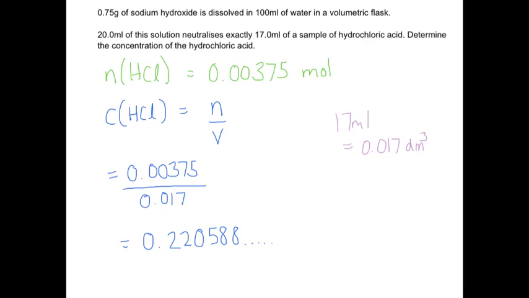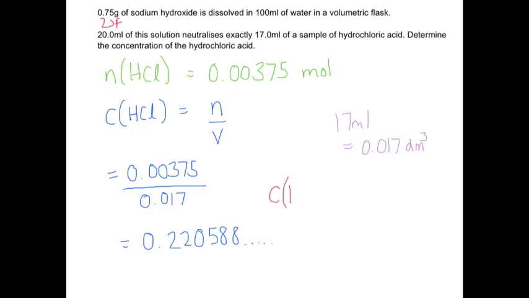Now if we look at the degree of accuracy to which we were given values in the question, most of them are 3 significant figures, but the mass of sodium hydroxide is only to 2 significant figures because the 0 doesn't count. So we can't really give our answer to any more than 2 significant figures, because how could we be sure that it was correct?